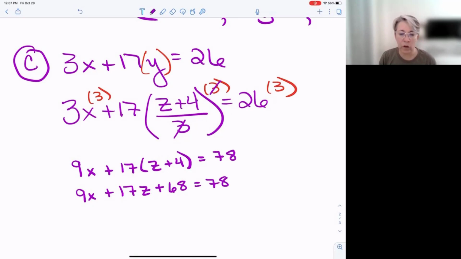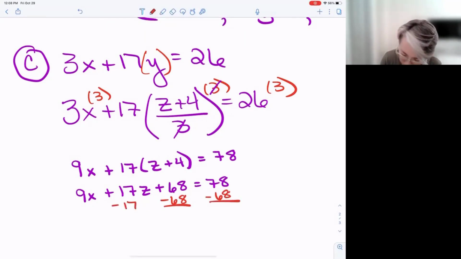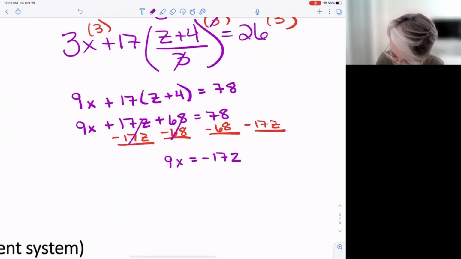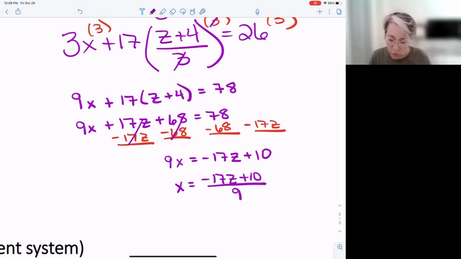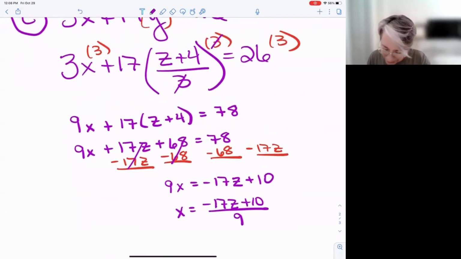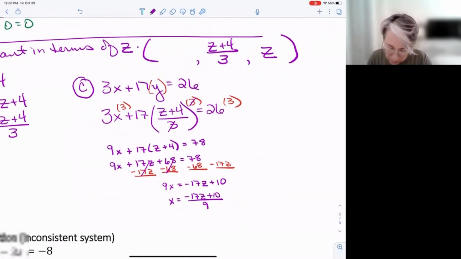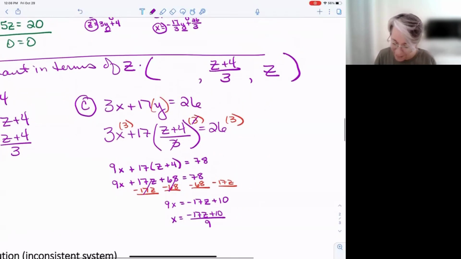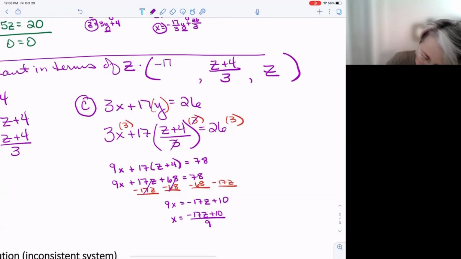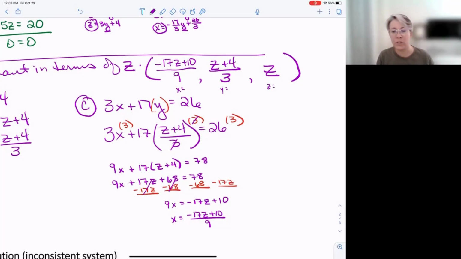And now let's solve for our x. So this would be the equation. X equals negative 17z plus 10 over 9, assuming I did all my multiplication and stuff right. And that represents my x coordinate up here, negative 17z plus 10 all over 9. So I'm representing my x, I'm representing my y, and my z is understood to be z.